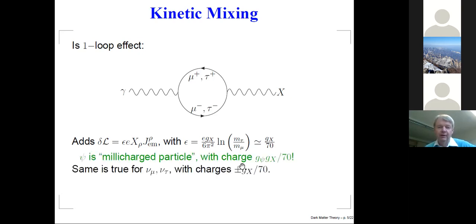Okay, so that means that effectively the psi, the dark matter particle, is really charged. The charge is precisely given by this number here times q psi, the charge of the dark matter particle under the new U1. And the same is true also for the muon and tau neutrinos. They're also really charged with charge plus minus Gx over 70 due to this loop diagram.